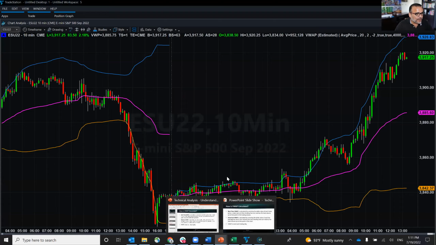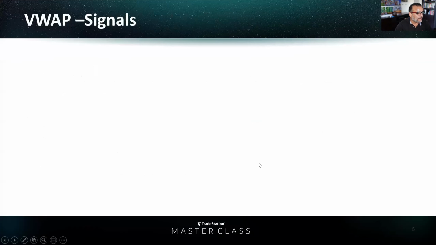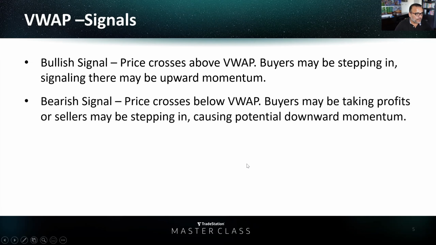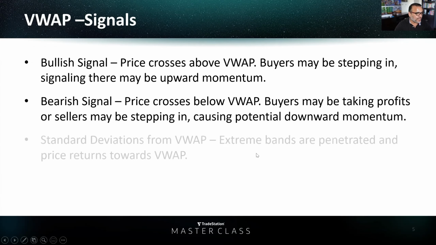Let's talk about some of the signals that may be generated when you're looking at VWAP. A bullish signal: the price crosses above the VWAP, buyers may be stepping in, signaling there may be upward momentum. A bearish signal: price crosses below the VWAP, buyers may be taking profits or sellers may be stepping in, causing potential downward momentum. We're talking again about these levels that are significant and are created by VWAP because of how it uses volume and how it uses the average prices.